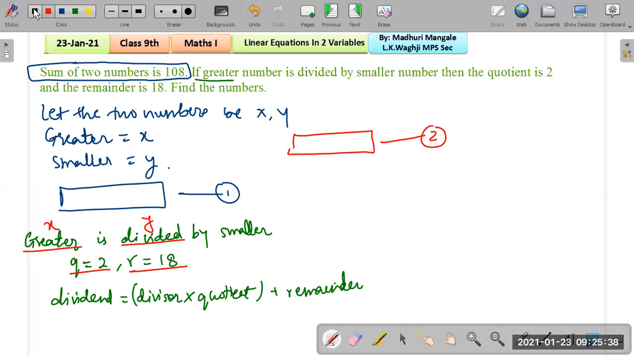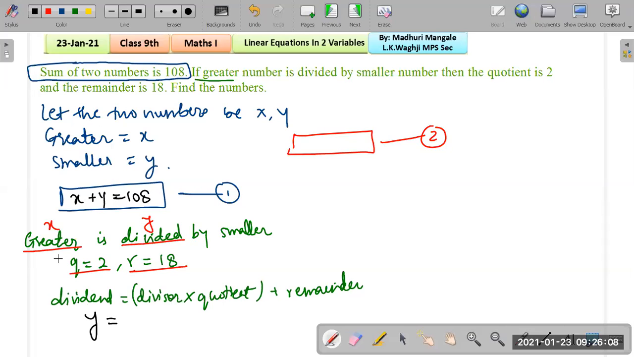Okay, students, the first was very clear. It was x plus y equals 108. This was the first equation. And the second one was the dividend. So dividend equals divisor times quotient. So divisor times quotient was 2 times y.